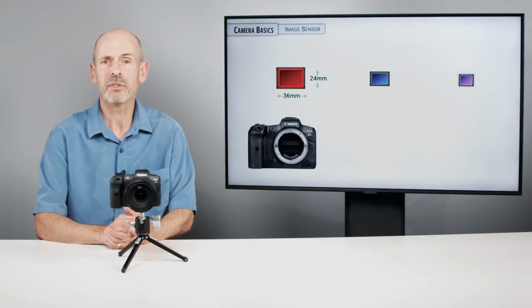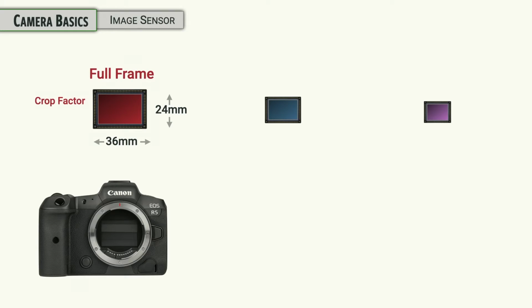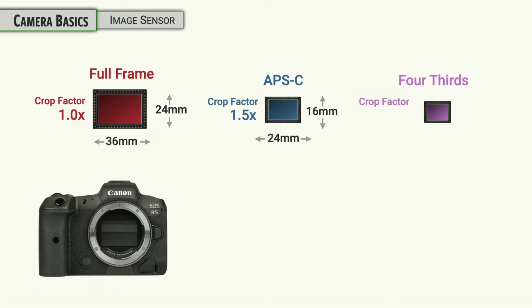There are a variety of other sensors out there on the market today. This one is known as full frame, has a crop factor of 1.0 because it's the same as 35mm. Other cameras from Canon and other manufacturers will have smaller size sensors in some cases.